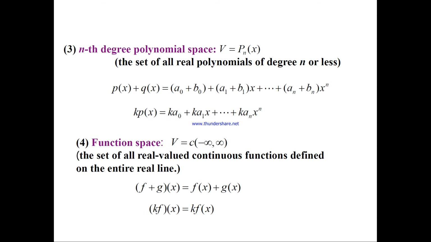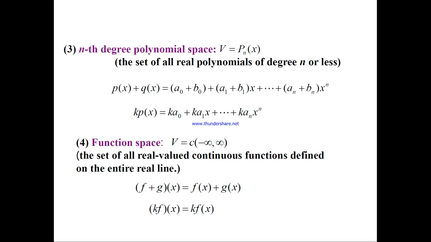So a0 adds with b0, a1 adds with b1, where a1 is the coefficient of x in p of x, whereas b1 is the coefficient of x in q of x. So a1 and b1 get added up, and similarly an plus bn at the end. That is the nth degree polynomial. If you multiply any scalar value with these polynomials, the scalar gets multiplied with all parts of the polynomial. Therefore the nth degree polynomial space can also be considered a vector space.